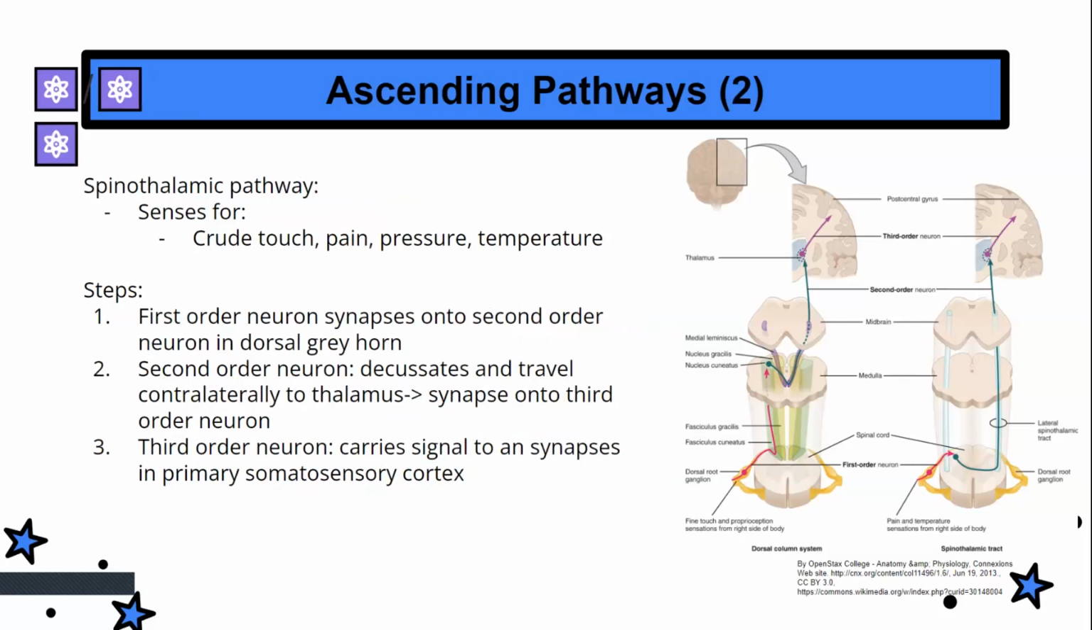Your second ascending pathway is the spinothalamic. So this checks for crude touch, pain, temperature, and pressure. What happens here is that the first order neuron will synapse on the level of the spinal cord. So let's say, for example, you're going to learn these things called dermatomes next semester. Those are different areas of the body that are supplied by a unique nerve fiber.